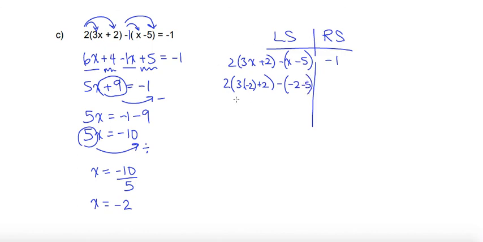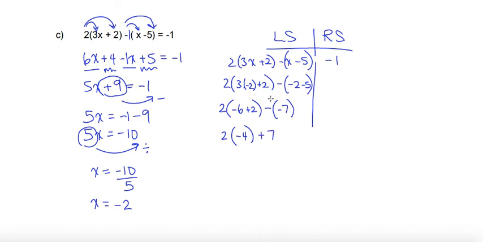So I want to simplify further what I have on my left-hand side. So I have 2, and then inside of my bracket, I have 3 times negative 2, which is negative 6, plus 2. Minus, or subtract, negative 2 take away 5 is negative 7. Simplifying this even further, I have to simplify what's inside of my bracket first. Negative 6 plus 2 is negative 4. And then a minus, right beside a minus when there's a bracket in between, this turns into a positive, so I have a plus 7.